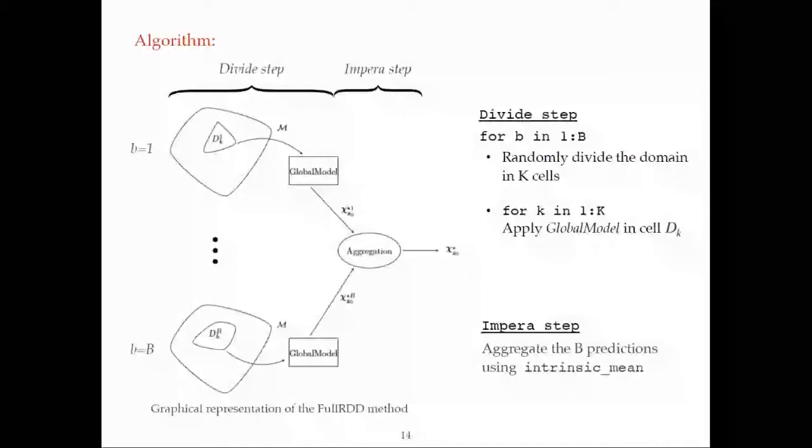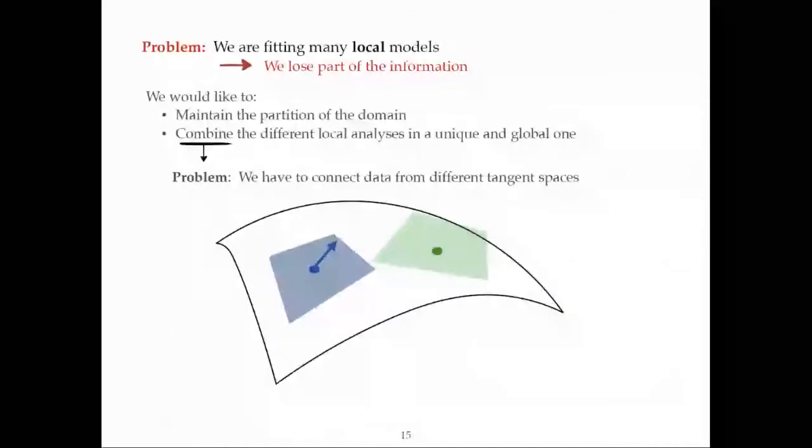The problem underlying this procedure is that we are dividing the analysis into multiple local analyses, and as a consequence, besides the computational issue, each time we only use a small portion of the information. Thus, the third method tries to keep the idea of partitioning the domain in order to deal also with non-stationary fields, but then combine all this analysis into a global one. Unfortunately, to this end, we need to connect data which lie on different tangent spaces.